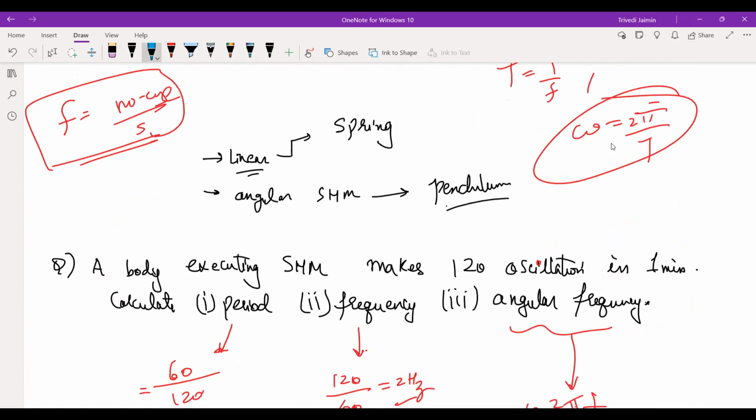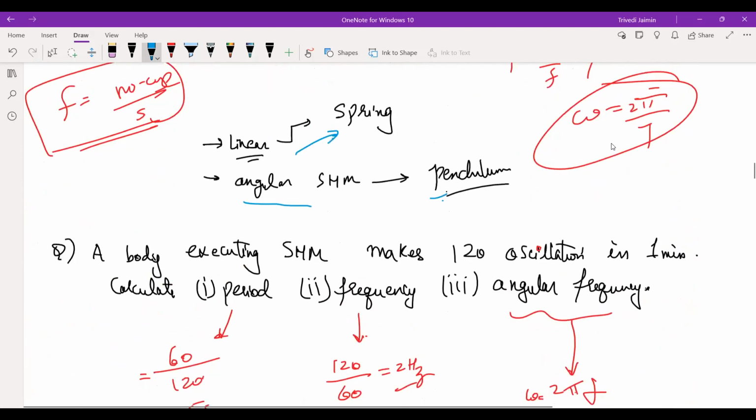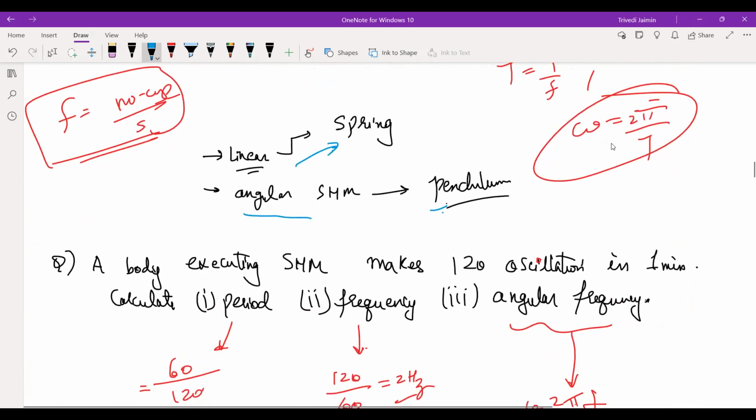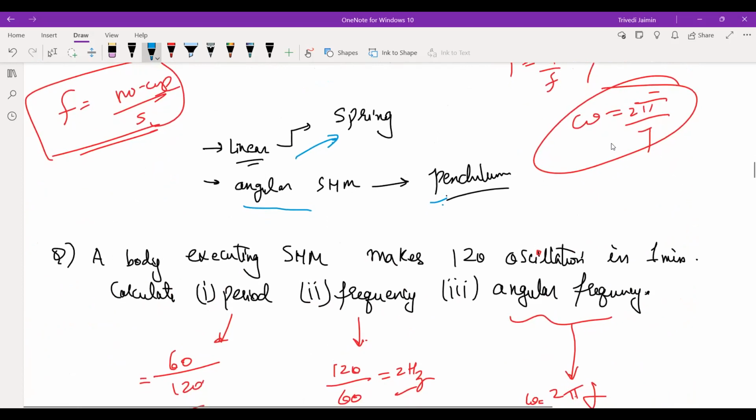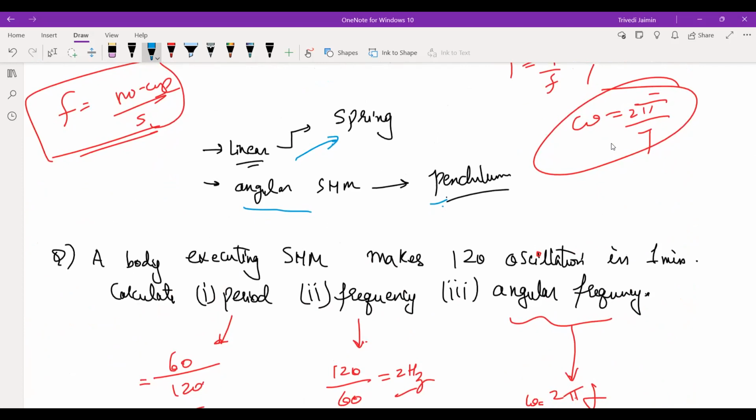And linear, for example, is a spring, and angular simple harmonic motion is a pendulum. So if you take one simple example: a body executing SHM makes 120 oscillations in 1 minute. Find out the period, frequency, and angular frequency.